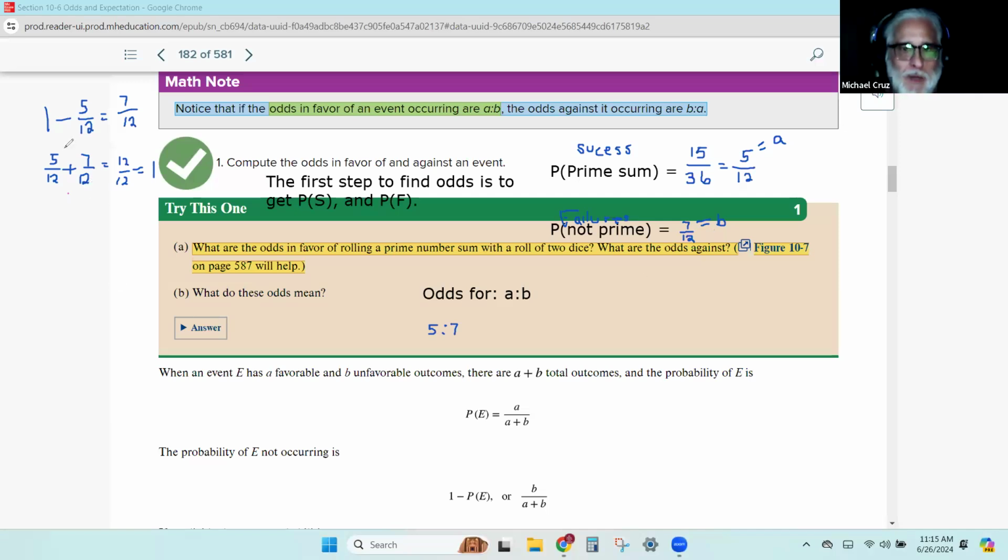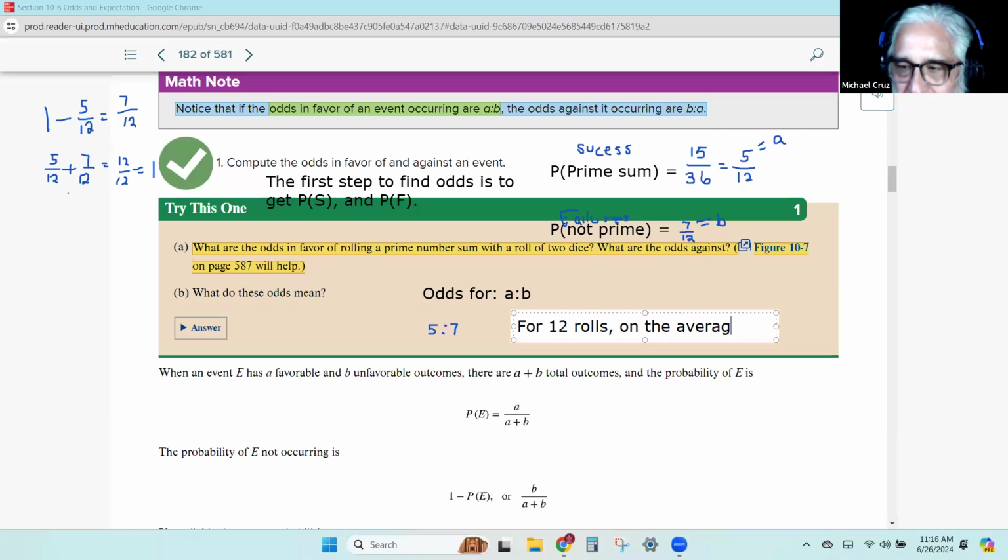All right, so what do these odds mean? Anybody got a guess? Well, it's not all that complicated. It's just a matter of for 12 rolls on average, 5 will be prime and 7 will not. So that's what these odds mean. If you do it as odds against, 7 to 5. That's why you have to know which one it is. It's odds for or odds against, because the numbers can be turned around.